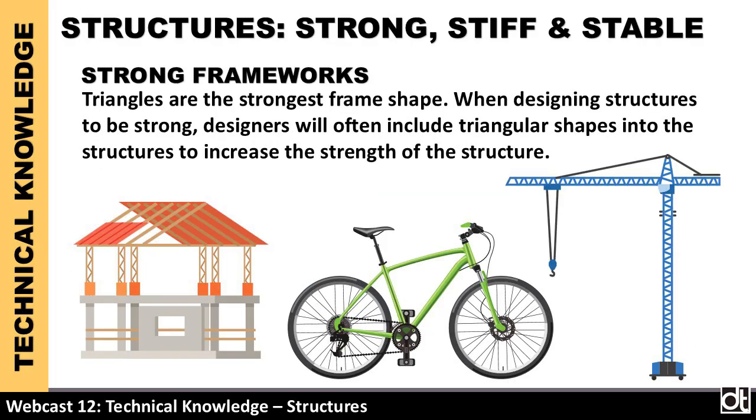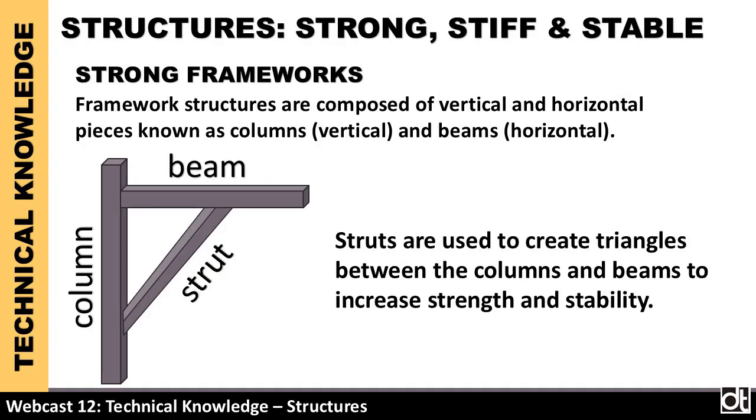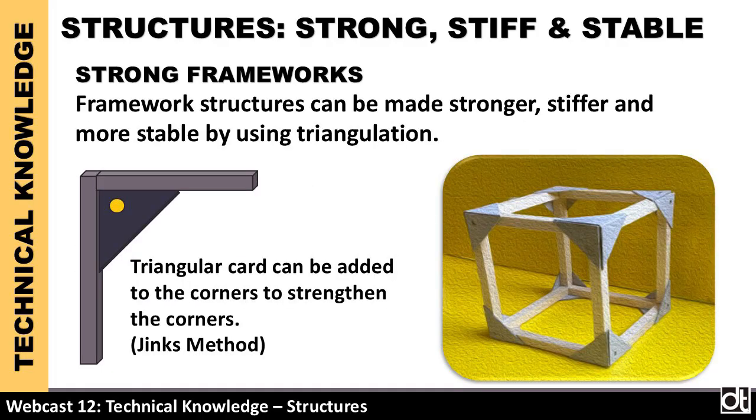When working to create framework structures, the key learning for children is that triangles are used to strengthen framework structures. Children can be challenged to identify the triangular shapes in framework structures. Framework structures are composed of vertical and horizontal pieces. Struts are used to create triangular shapes between these columns and beams to increase the strength and stability of these structures.